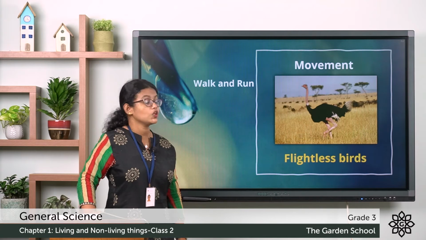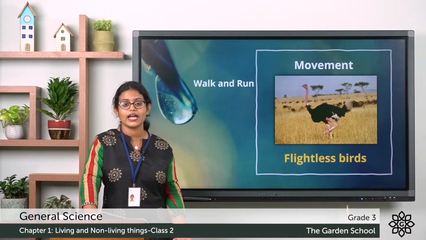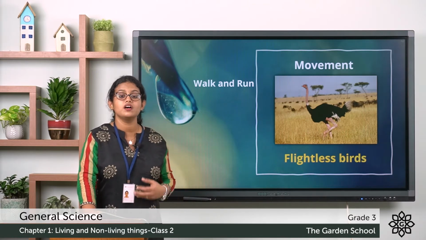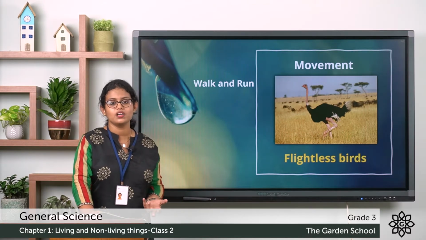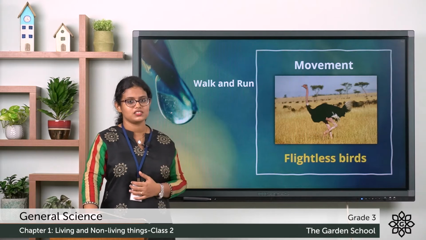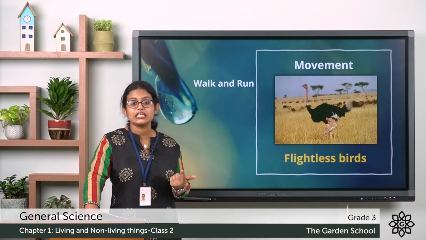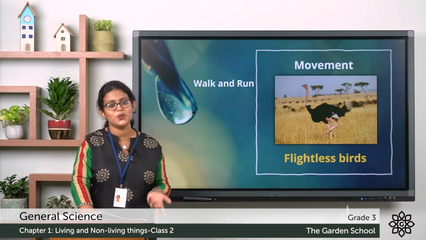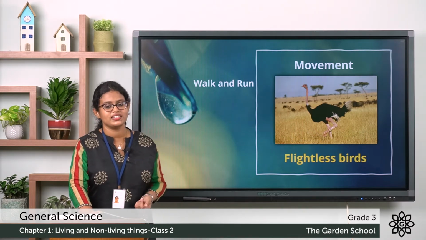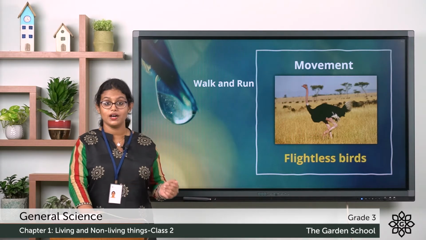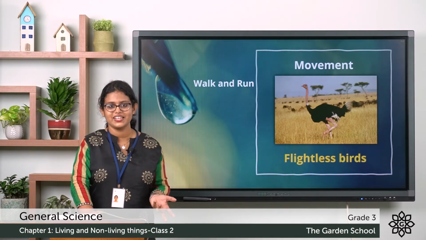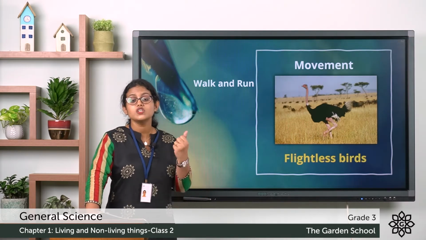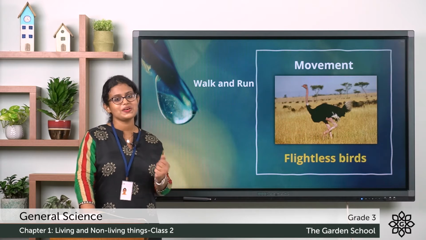Then, flightless birds. What are flightless birds? The birds that are incapable of flying, the birds that cannot fly. Such birds, we call flightless birds. For example, ostrich and kiwi. All these are flightless birds. Can these birds fly? No. These birds cannot fly. They are incapable of flying. But they can run faster. They have strong legs. They can walk and run faster. They have strong legs to walk and run.